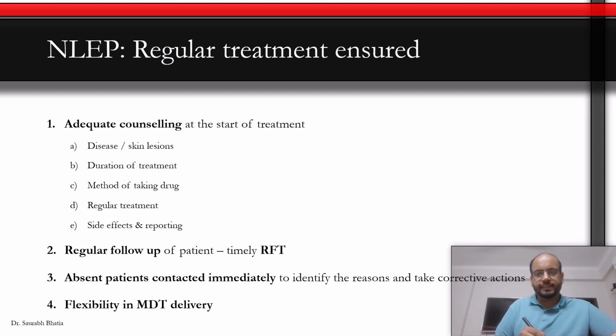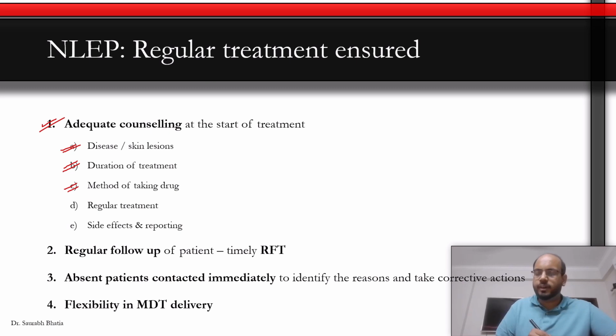We know that Hansen is treatable if regular treatment is taken by the patient. We counsel them that regular treatment is absolutely necessary to treat Hansen, isn't it? Now, what are the aspects under NLEP that ensure that treatment is regularly taken by the patient? It starts with adequate counseling. That means you counsel at the start of the treatment. You tell them about the disease, that leprosy is curable, what the skin lesions are, and how to take care of skin lesions and everything. Duration of treatment, 1 year, 6 months, or extended afterwards, also depending on the infectivity status at the end of treatment.